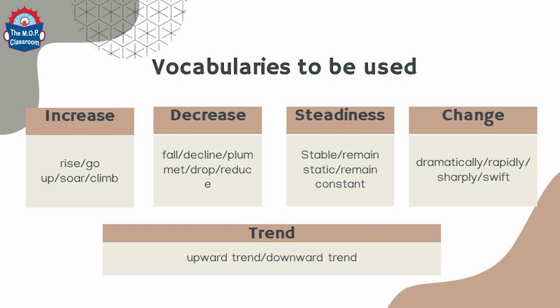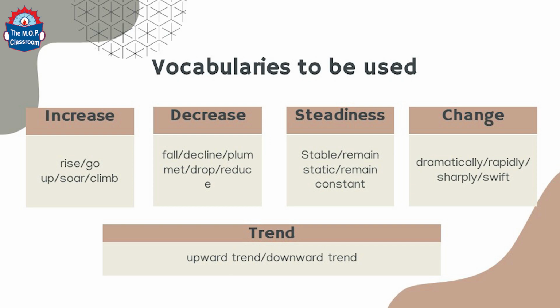For example, for the word increase, what are the different words that you could use? Words such as rise, go up, soar, climb. These words could be used instead of increase. And for the word decrease, it could be fall, decline. When the decline is rapid, you could use a word such as plummet, drop, sudden change. Such words could be used instead of decrease.